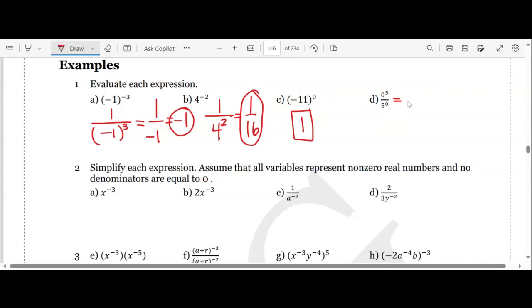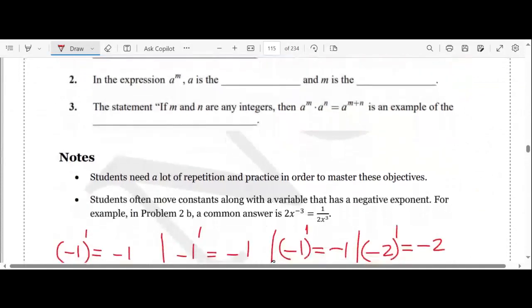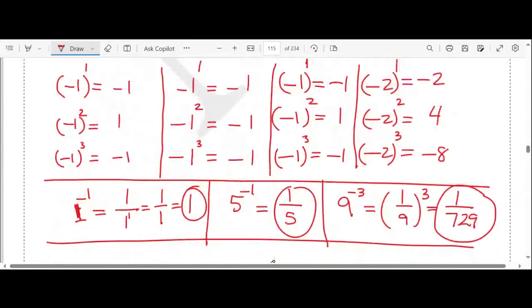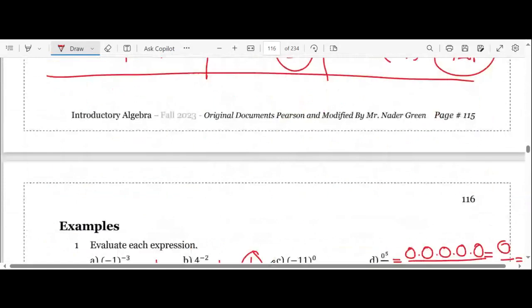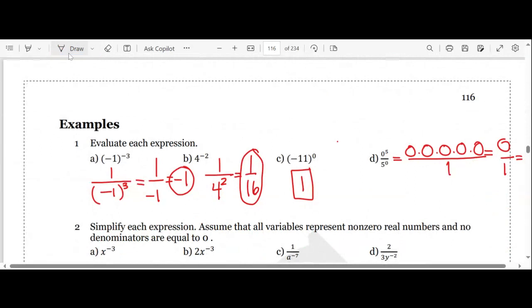Okay. 0 to the power of 5. 0 times 0 times 0 times 0 times 0. Equal how much? 0. 5 to the power of 1 is 5. 5 to the power of 0 is 1. 0 over 1 is 0. So the answer is how much? 0.